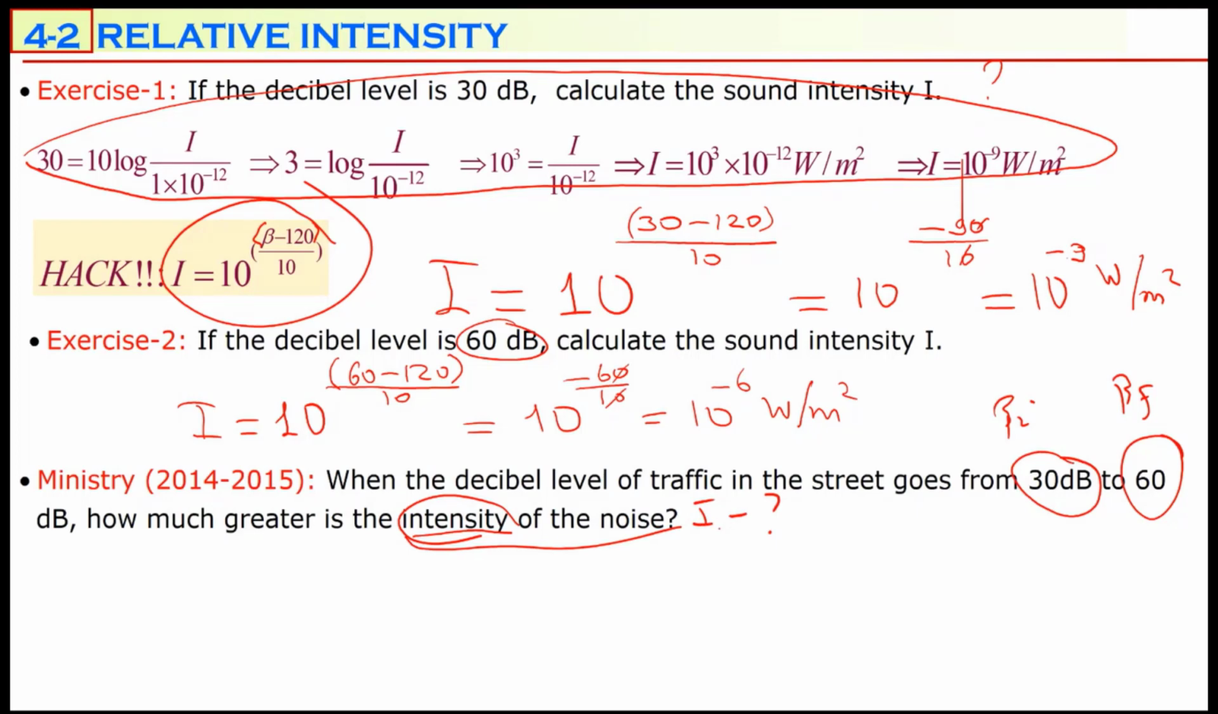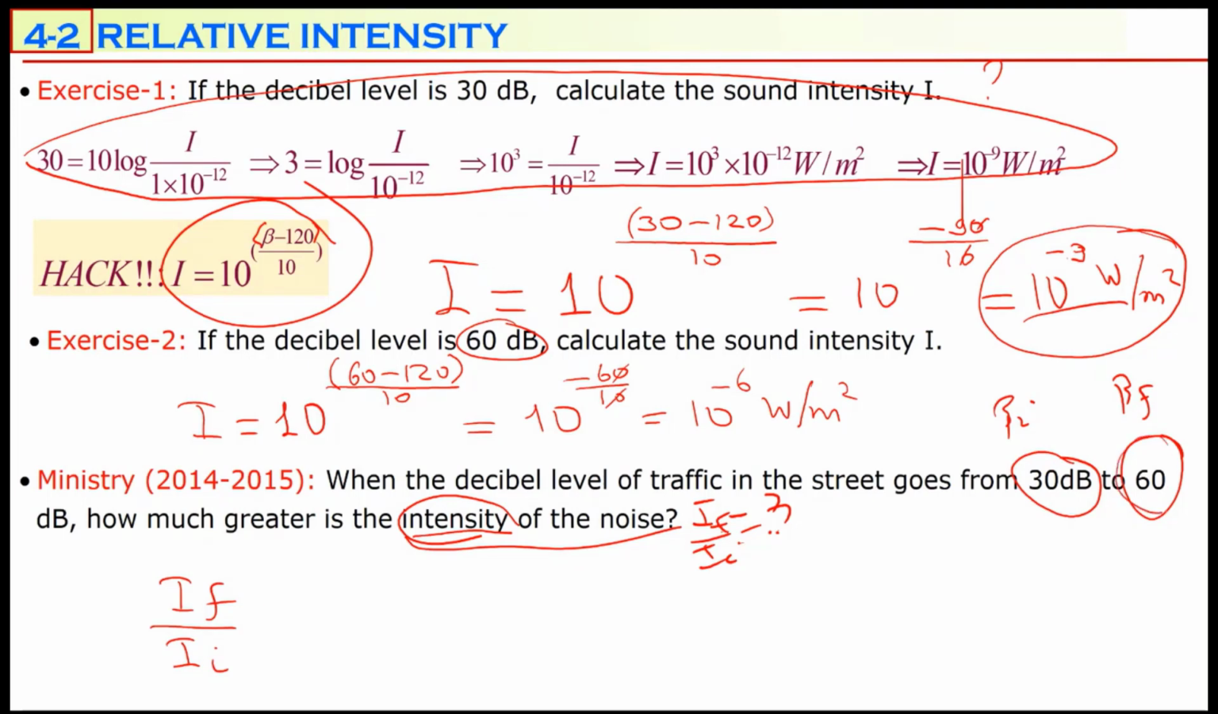Which means you are going to find I final over I initial here. What is the ratio, I final over I initial? How much greater means this: how much greater is the intensity of the noise when it goes from 30 decibel to 60 decibel? In fact, we calculated I final and I initial. We know 30 decibel has a sound intensity of 10 to the power of -9. We just calculated it. So first, you should calculate what I initial is. The corresponding I for beta initial 30 is 10 to the power of -9.